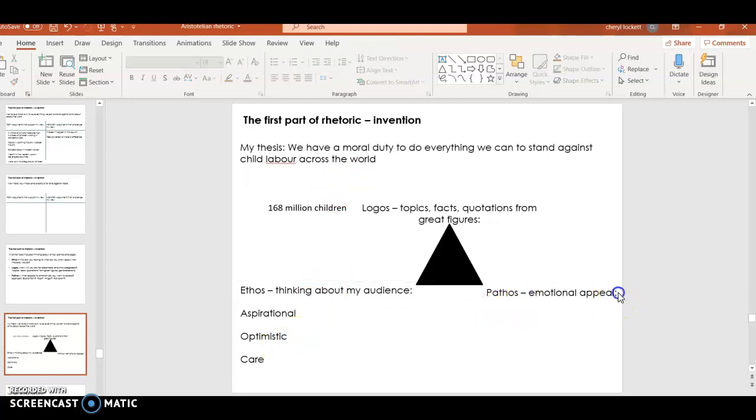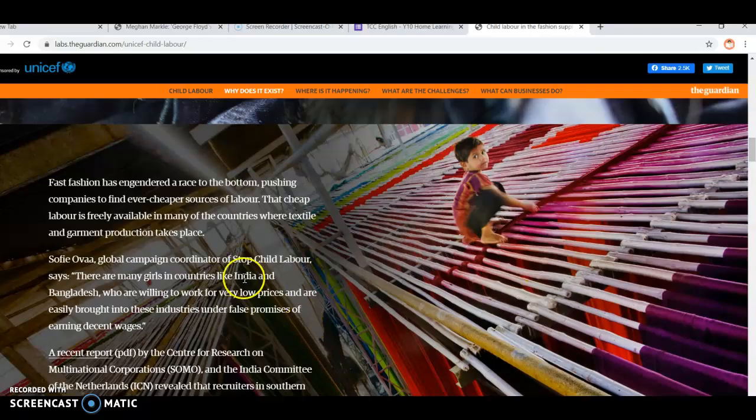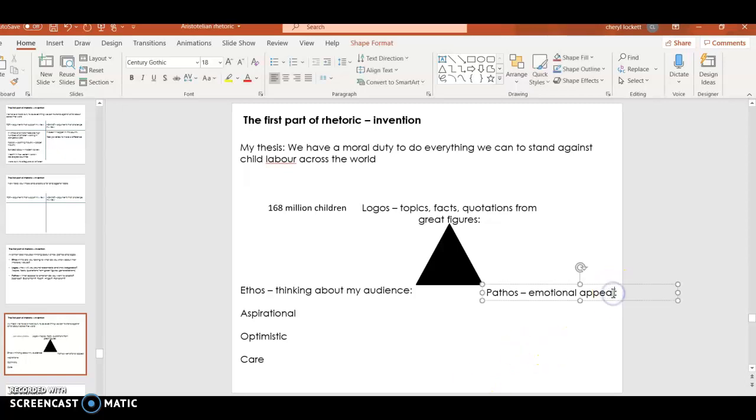Now, the pathos, the emotional appeal, again, I can use my articles for that, where it tells me that there are many girls in countries like India and Bangladesh who work for very low prices, and they're told lies. I can add that because that's a bit of emotional appeal, isn't it? So children are lied to and exploited. Emotional language there. So as well as having the facts, it's 168 million children.